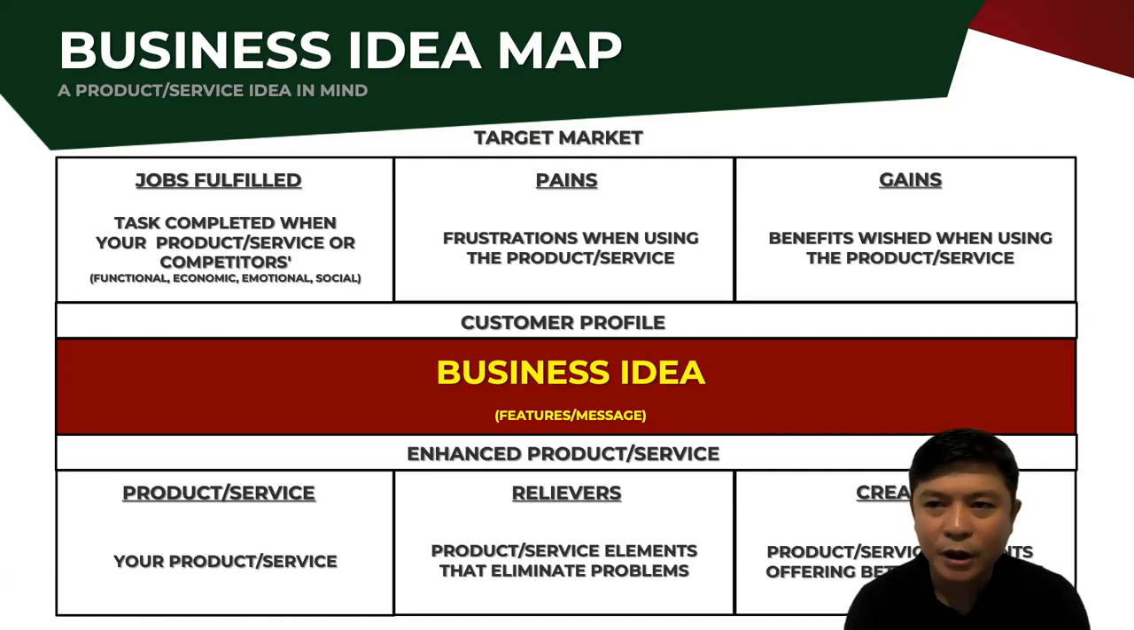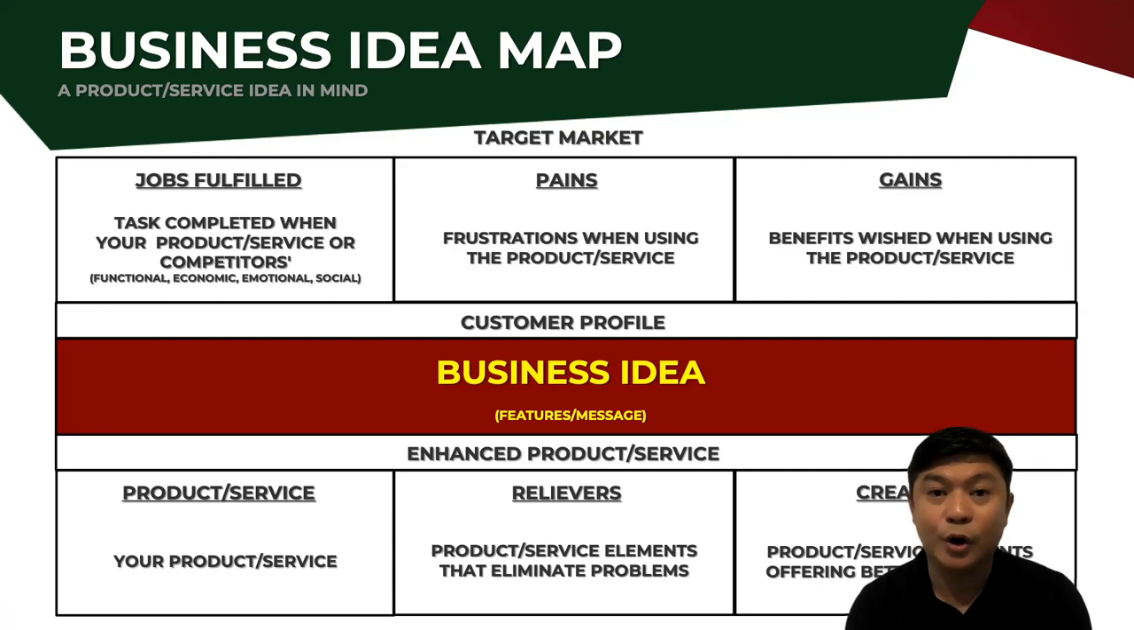So if you have that product, you should have a target market for that product. Now, to identify the correct way to target that specific niche, you need to know what are the jobs fulfilled by your product and service. So these are the tasks completed by your target market using your product and service, or maybe the direct competitor of your product and service. So there are many jobs done by your target market.